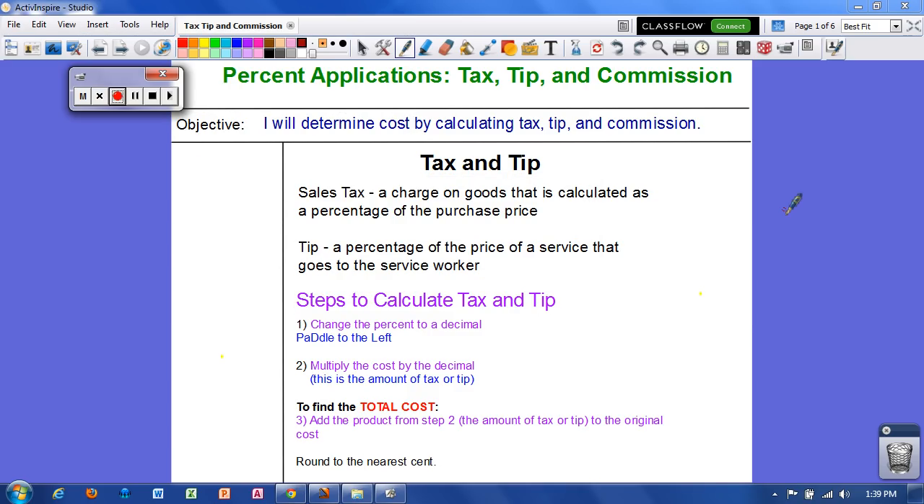Hey guys, alright, today we are applying our percents to tax, tip, and commission. Your objective for today, you will determine cost by calculating tax, tip, and commission. Make sure you write down everything on the screen, and make sure you write down everything I write down, and make sure you're taking your notes Cornell note style.